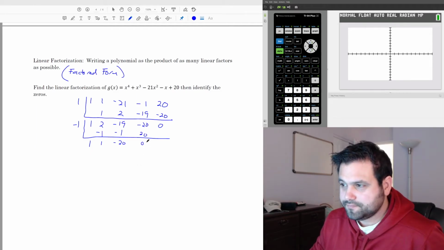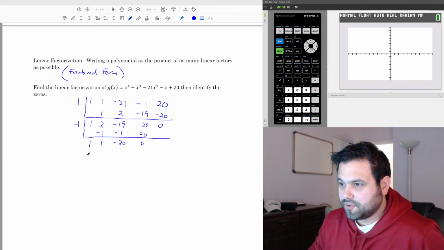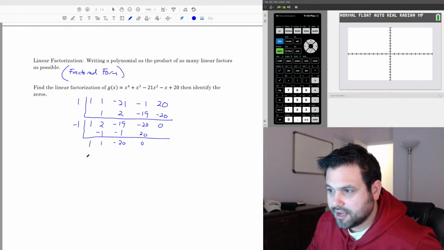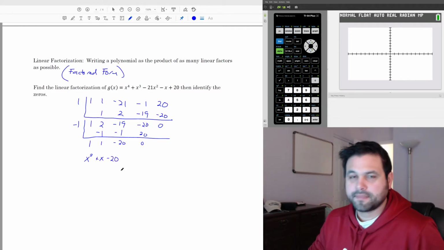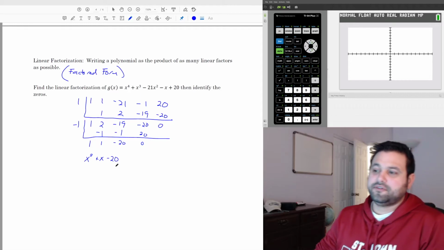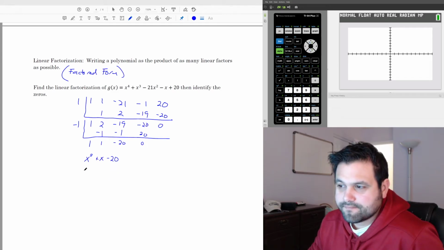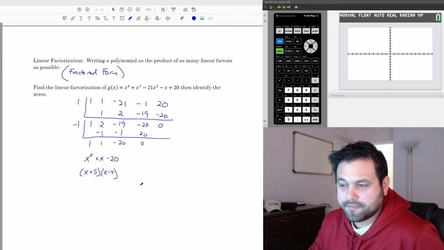Now I've gotten down to a quadratic, which is what I wanted. So x squared plus x minus 20. Can I factor this now further? Numbers that multiply to negative 20 and add to make a positive 1. So x plus 5 and x minus 4.